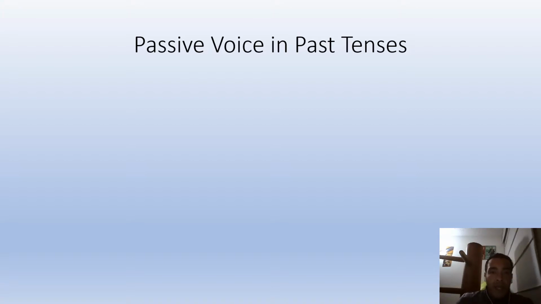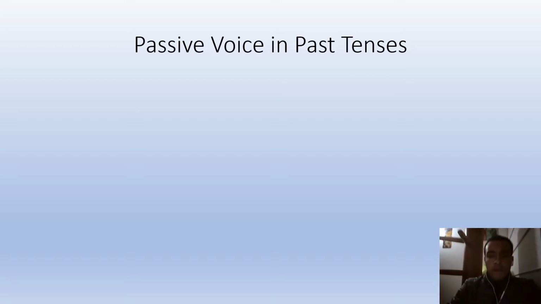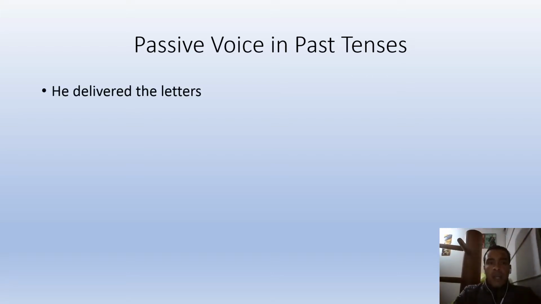Okay. Now passive voice, but in past tenses. That is going to be pretty much the same. However, instead of using am, are, or is, you are going to use was or were. Okay, so that is more or less the idea. Now he delivered the letters. Now pay attention here, so we got simple past. But it's going to be pretty much the same.